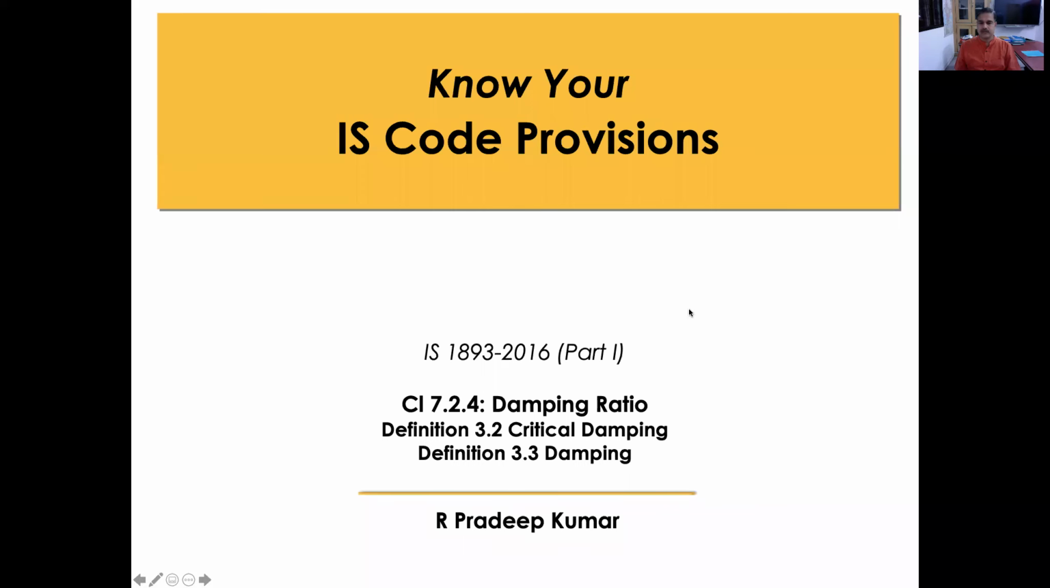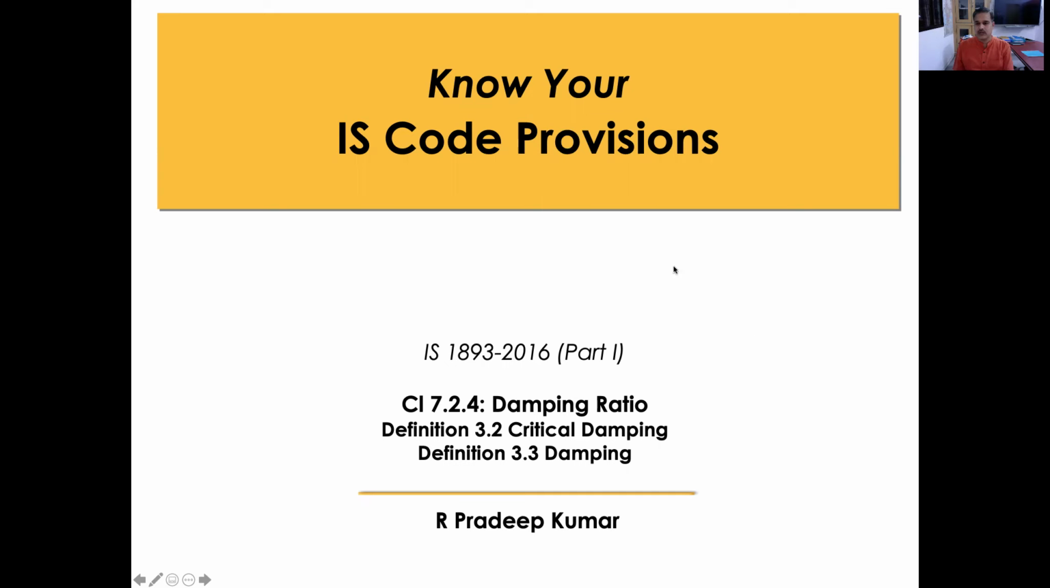Hi. In the Know Your IS Code Provisions short lecture series, I am going to explain today clause number 7.2.4, that is damping, and also two definitions, that is critical damping and damping. So let's go into the details. These are clause number 7.2.4 of IS 1893 2016 Part 1, that is damping ratio, and two definitions, critical damping and damping.